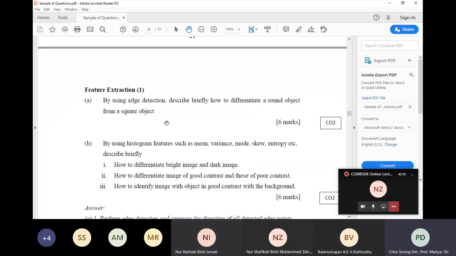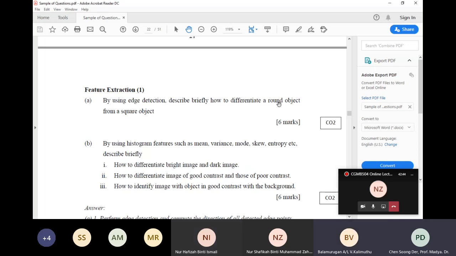edge direction? For a square object, how many edges are there? A square object, how many edges? 4. Yeah, 4. So how many directions are there? 4 also, right? 0 degree, 90 degree, 180 degree, and 270 degree.